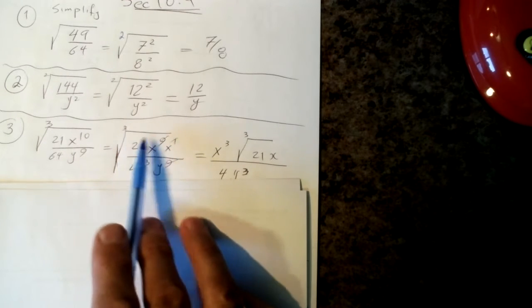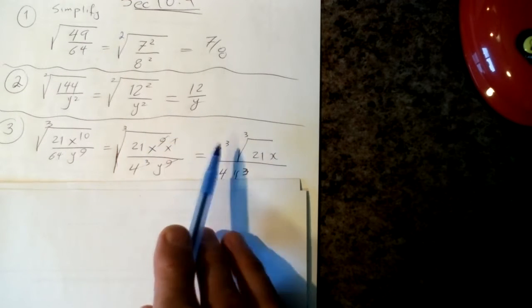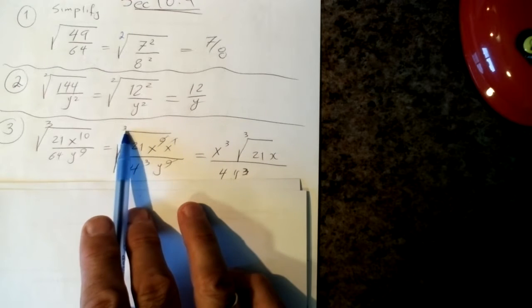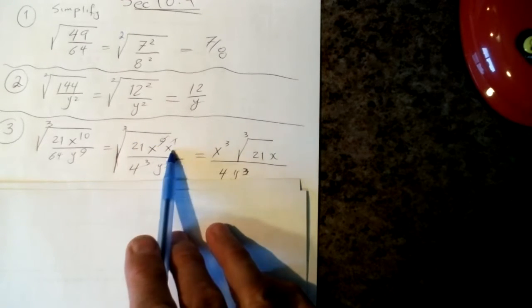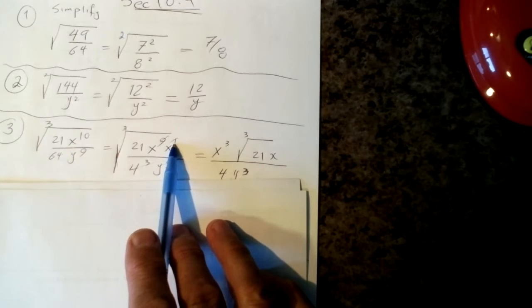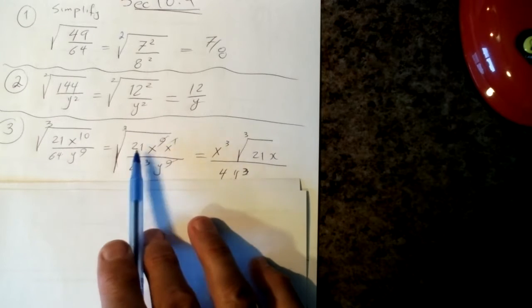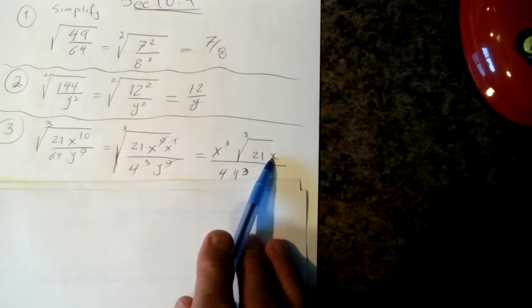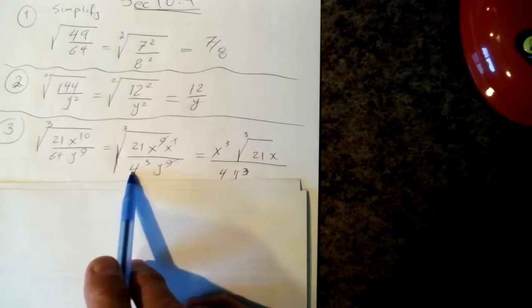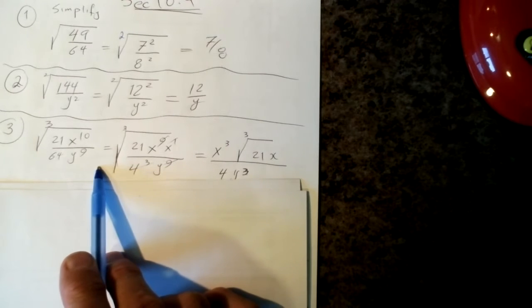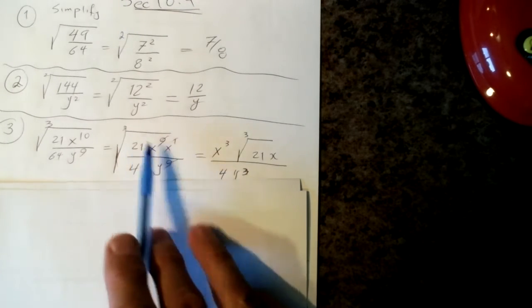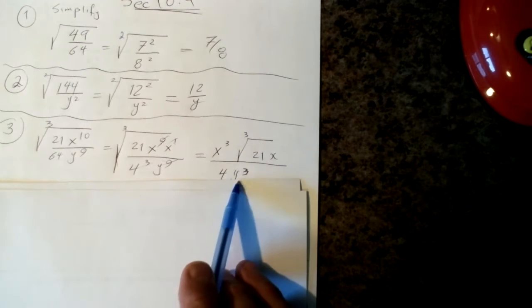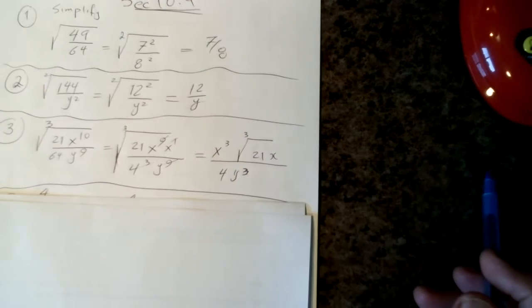X to the power of 9. 9 divided by 3 is 3. So x cubed is released from the radical. X to the 1 doesn't, because 1 is less than 3. So 21x remain. 4 to the power of 3, 4 is released, but where does 4 go? Denominator. Y to the 9, 9 divided by 3 is 3. Y is at the denominator. Y cubed is at the denominator.